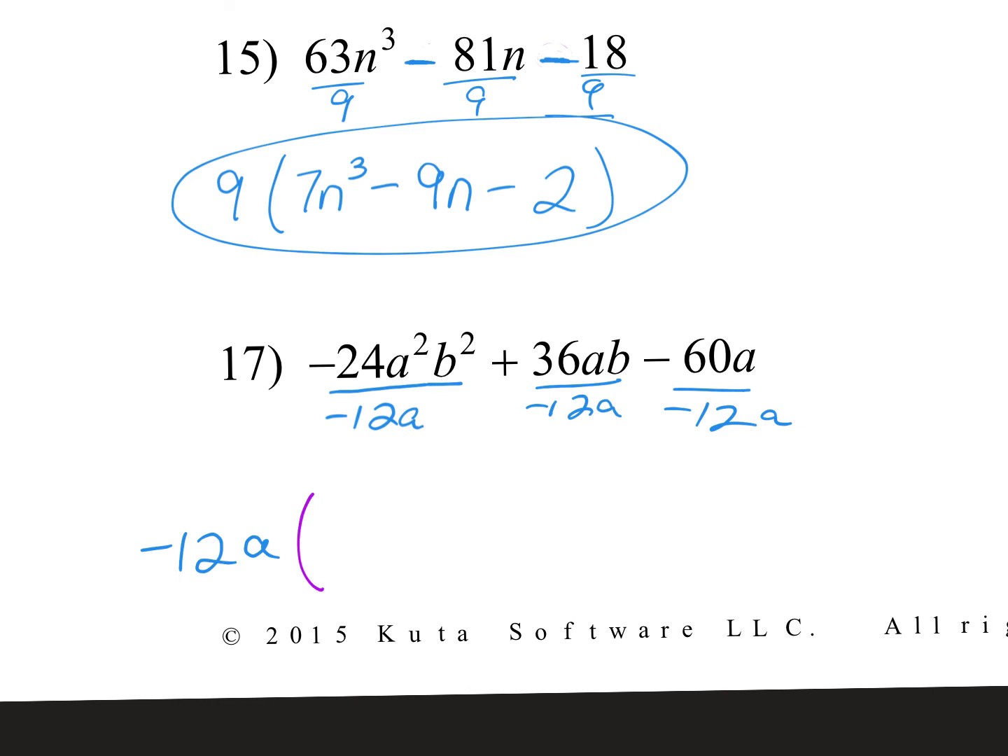So let's just simplify. Negative 24 divided by negative 12 is 2. If I have A squared divided by A, what does that leave me with? 1A. Good. And then I have my B squared. Good. 36 divided by negative 12 is negative what? Yep. And what happens to my A's? They cancel out, so I have just B. And then negative 60 divided by negative 12? Plus 5. And then what happens to my A's? They cancel. Good. And there we go.